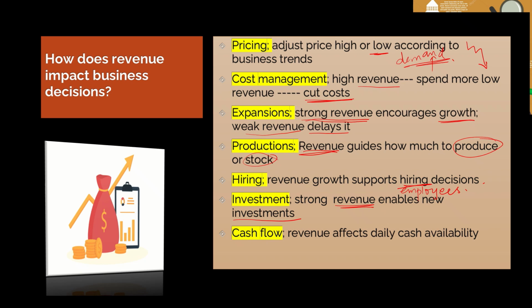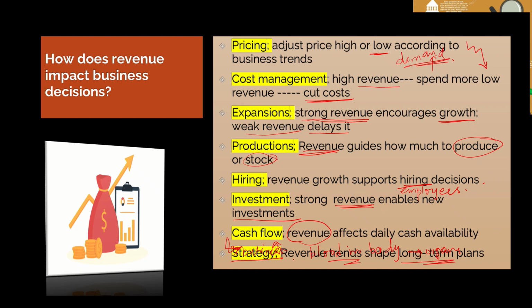Cash flow. Revenue affects daily cash availability. More revenue, more cash flow, and cash flow acts as blood in the body. As important as blood is for the body, so is cash for the business. Without cash flow, the business activities get stuck and cannot function properly, just like with less blood in the body, organs cannot work properly. So this is the logic behind it. That's why revenue is very important and it impacts all of our business decisions.